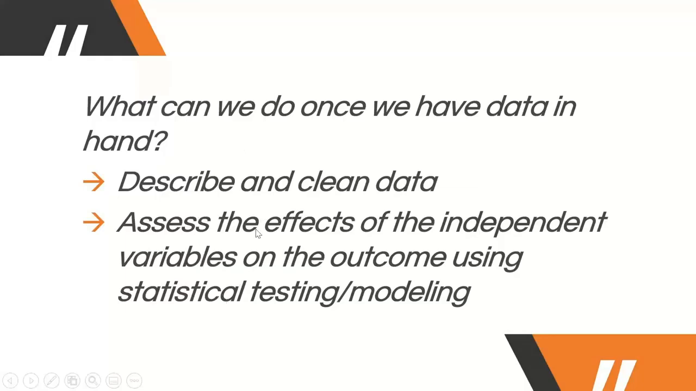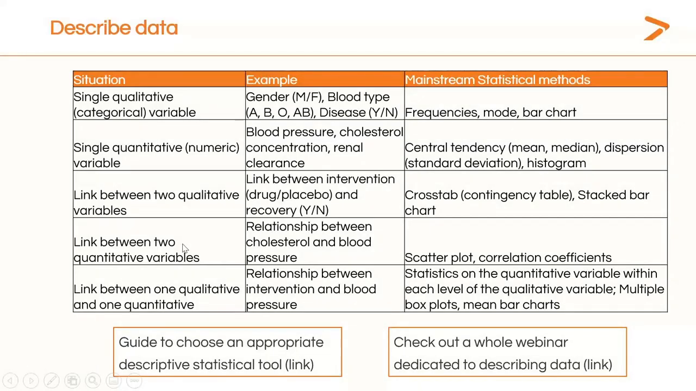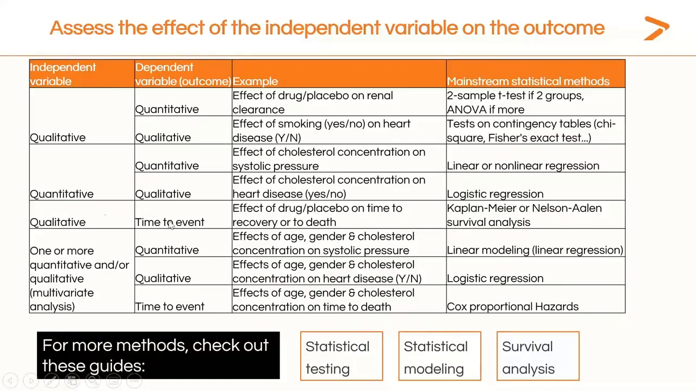What about this part? I've also included a guide that will help you. You have links also here for more resources to know which tool to use at what time. So this one is for assessing the effect of the independent variable on the outcome, how to assess statistically the effect of one variable on the outcome. So according to the type of independent variables and the type of dependent variables, I've included examples for you, as well as mainstream statistical methods.